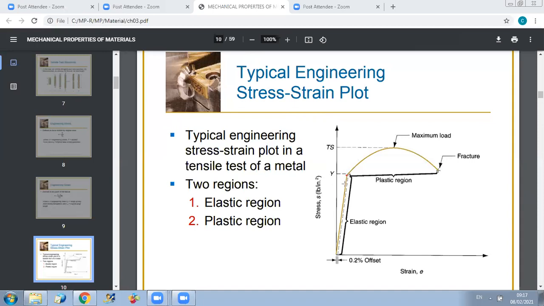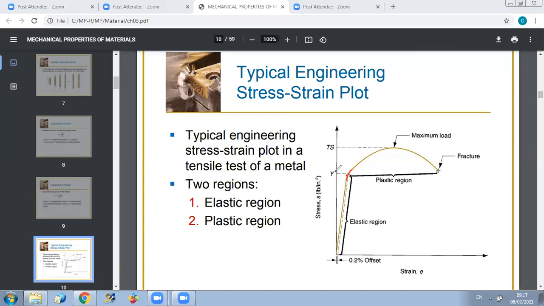But sometimes if you have a curve like this, for example, it will not be very obvious to determine. You don't have a clear point, you just have a curvature here. It's not very simple to determine what the yield stress is. This is why we have another method to determine it, which is called the offset method.